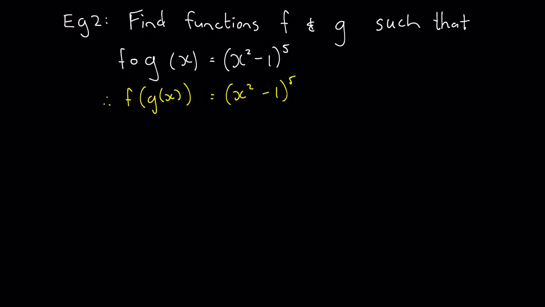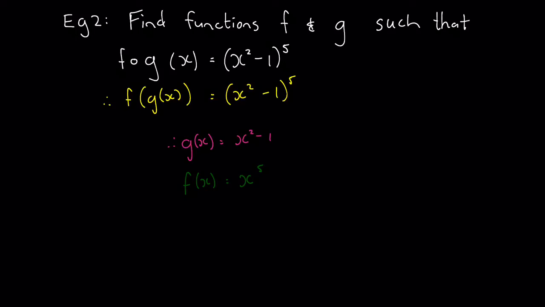So that means that g of x is equal to x squared minus 1, and the outer function is whatever is outside the bracket. In this case, it's the power of 5. So therefore, the function f of x is equal to x to the 5.